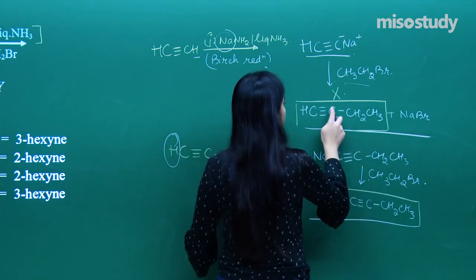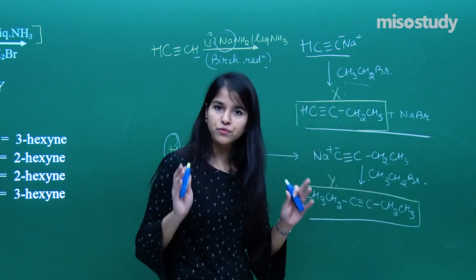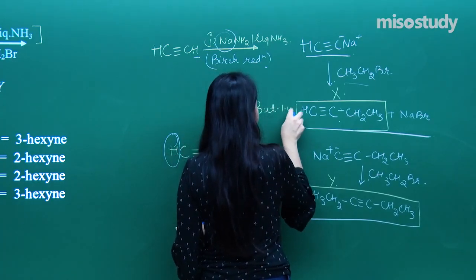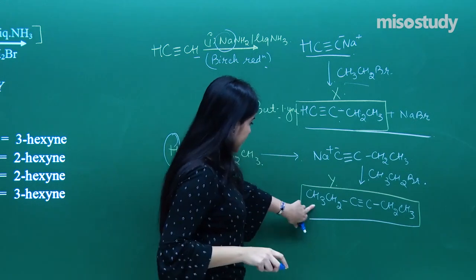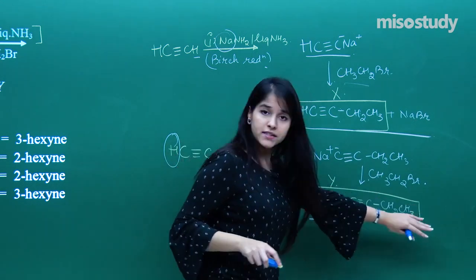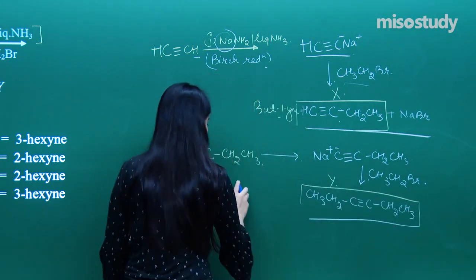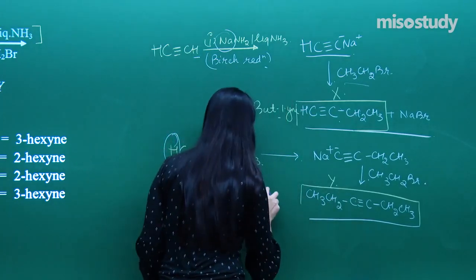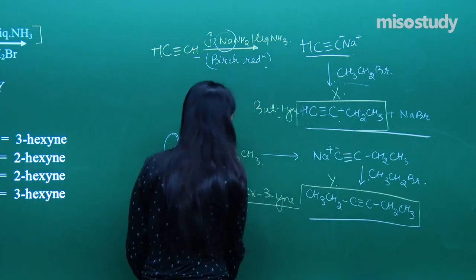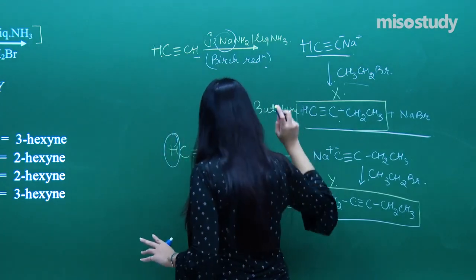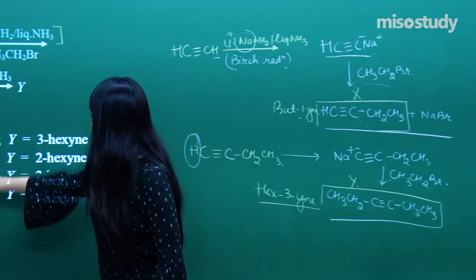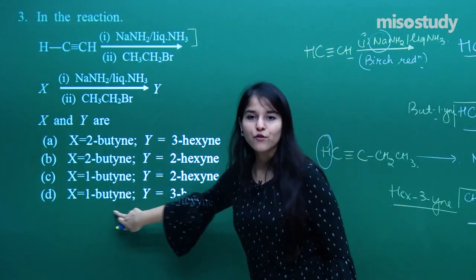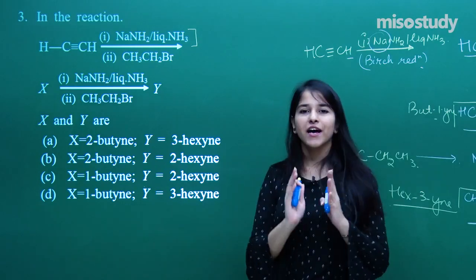Let us count: 1, 2, 3, 4. So I need to have but-1-yne. That is but-1-yne. And what is this? 1, 2, 3, 4, 5, 6. Having 6 carbons, that is hex, and I've got 1, 2, 3. Hex-3-yne. So that is the answer. That means I need but-1-yne and hex-3-yne. Where is it? But-1-yne and hex-3-yne. I've got the answer over here. I hope you all have got it too.